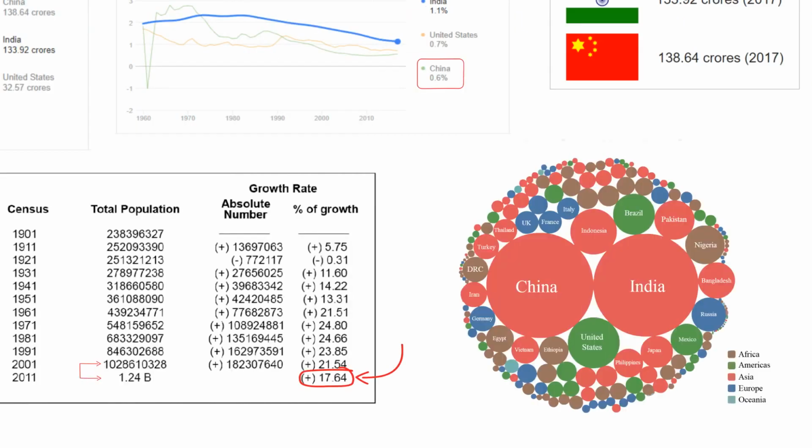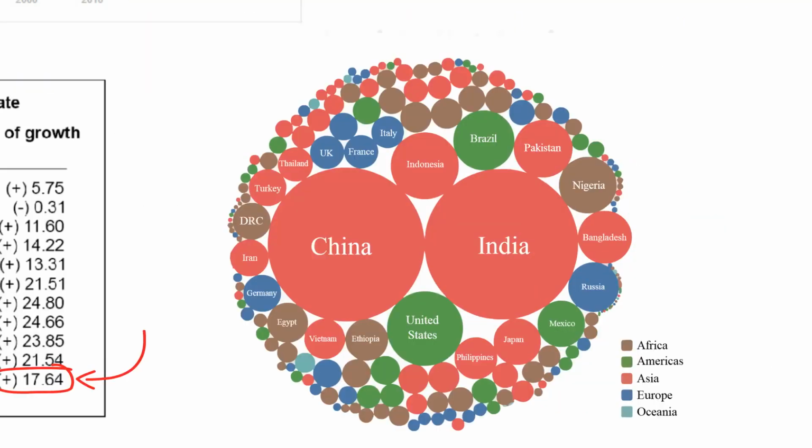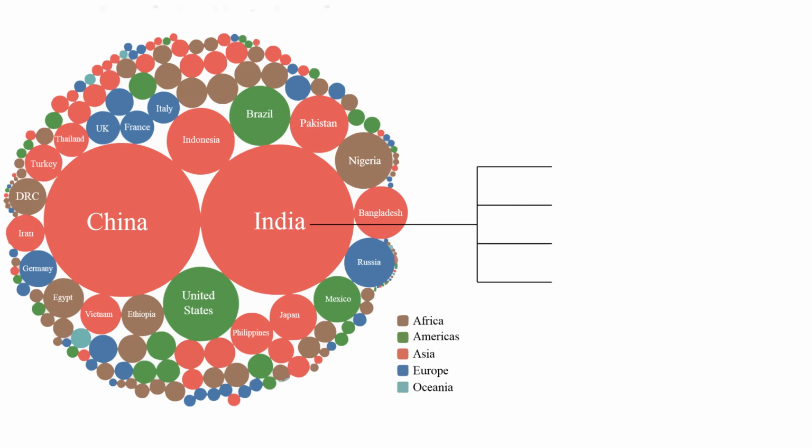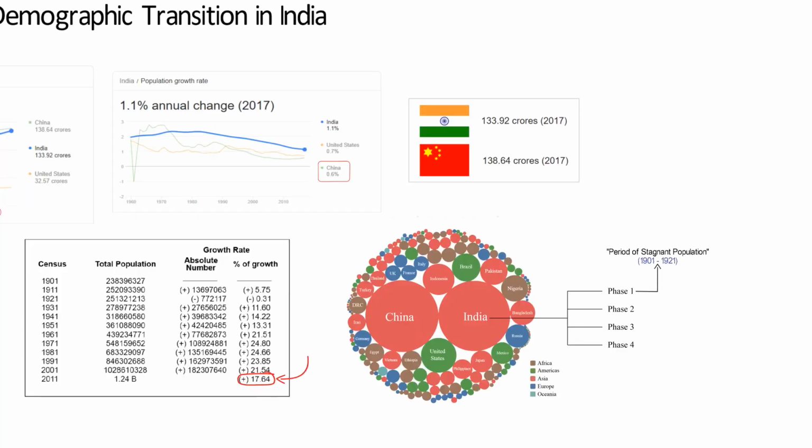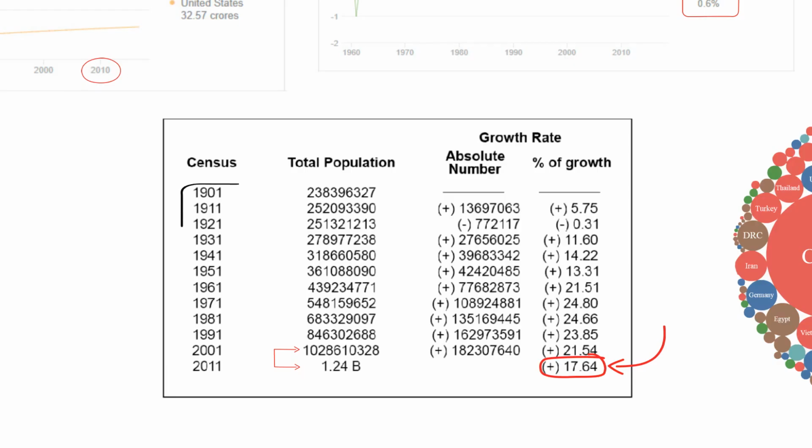You see, to understand the population growth of India, it has been divided into 4 different phases. I'll explain each and every phase so that you have a clear idea about the demographic history of India. Let's look at the first phase. It is from 1901 to 1921. This period is called the period of stagnant population. In this period, the population growth rate was very low. The population was more or less stagnant.